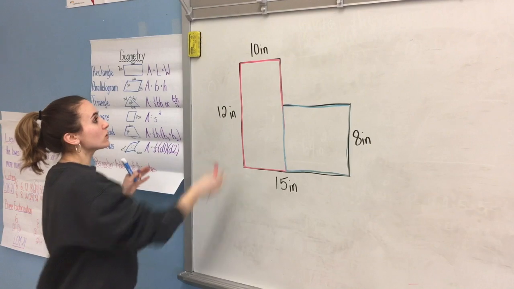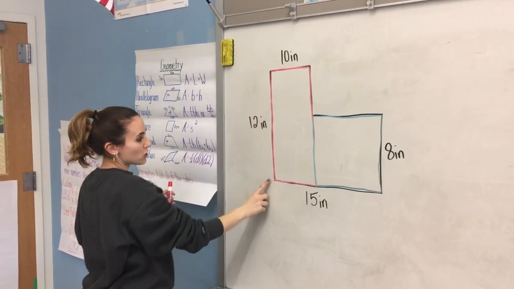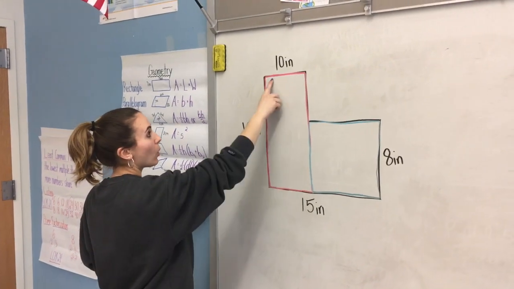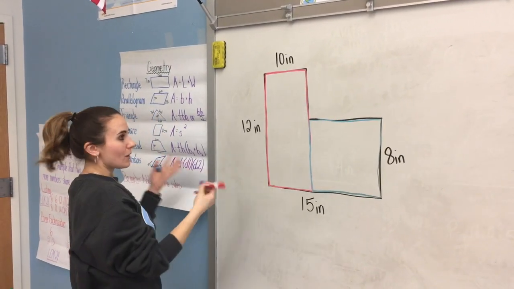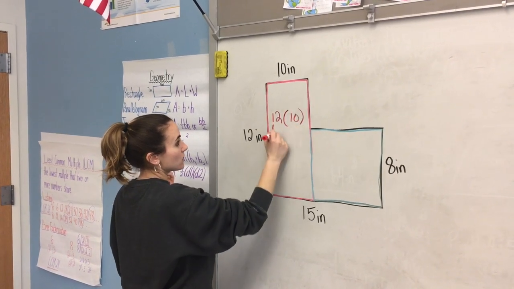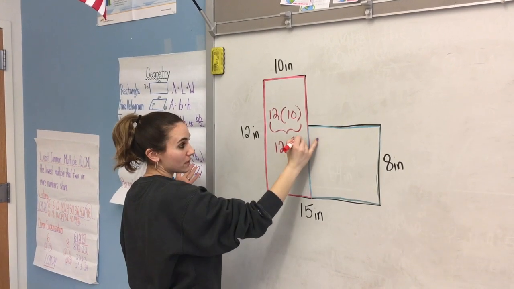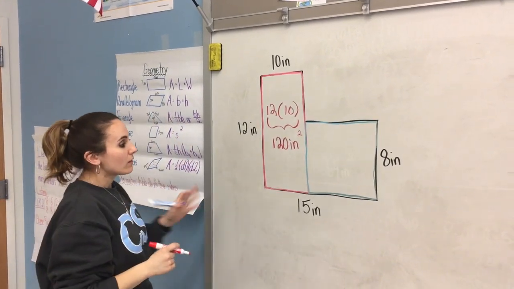So let's look at the red first. I see that I have a measurement for my whole side, which is 12 here. And I see I have a whole measurement for my 10 here. So I could easily just do 12 times 10. And 12 times 10 is 120 inches squared.